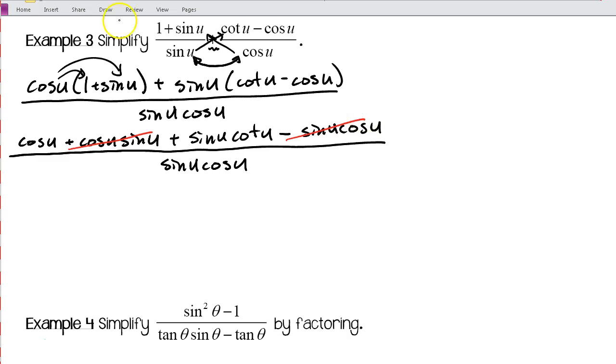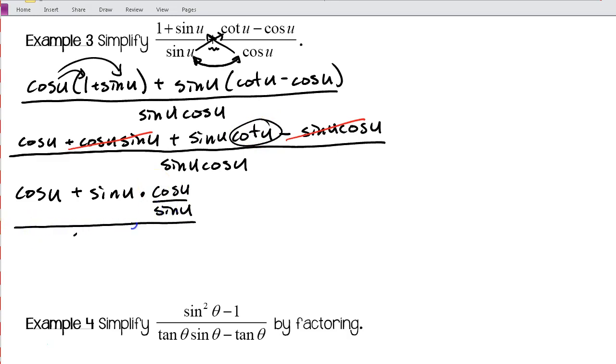Alright, so those cancel out, and I'm left with cosine u plus sine u times, and I'm going to rewrite this in terms of sine and cosine. That's another good technique for us. That's our quotient identity. I know that's going to be cosine u over sine u, and this whole thing is over sine u cosine u. Alright, if I put this over 1, so I have two fractions, I see that this and this cancel each other out.